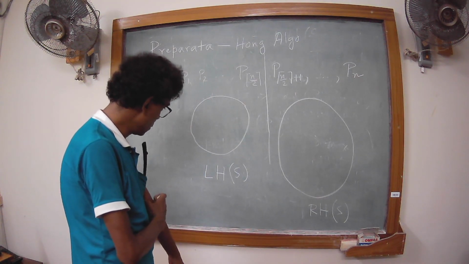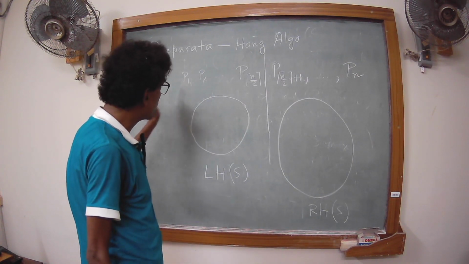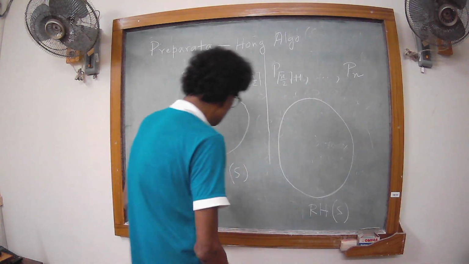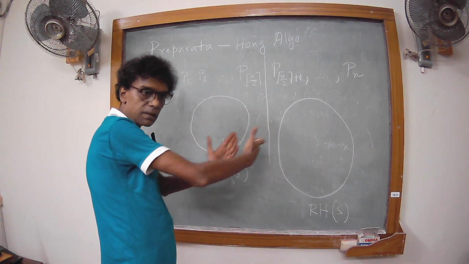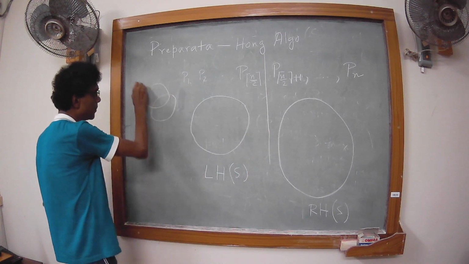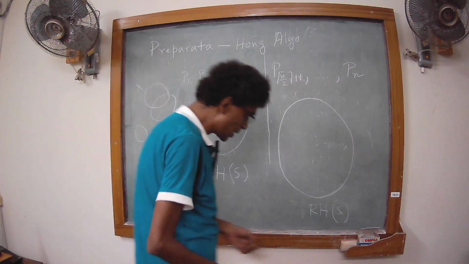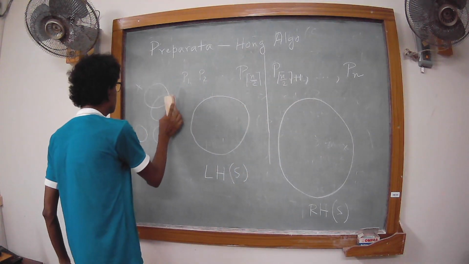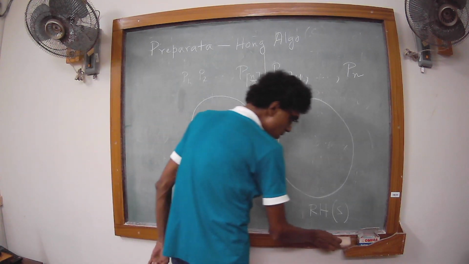Fine. One thing is clear: since the x coordinates appear in strictly increasing order, this hull and this hull are horizontally separated. It's not like this. It has to be something like this, separated. That is the reason I want my points to be sorted. So they are separated.